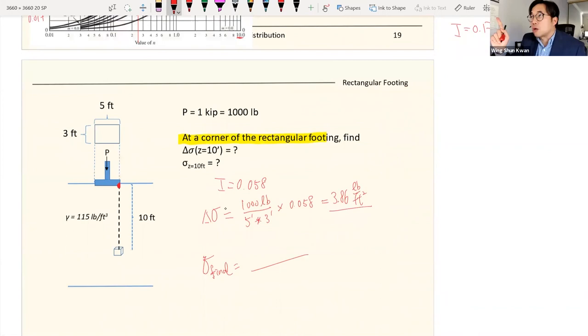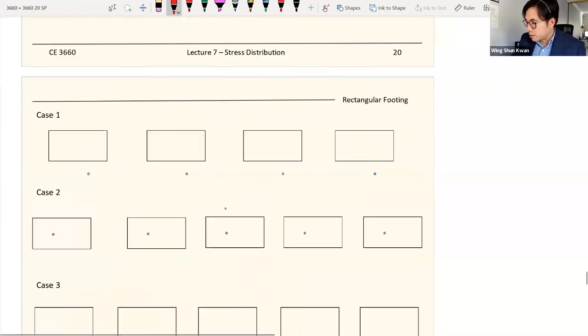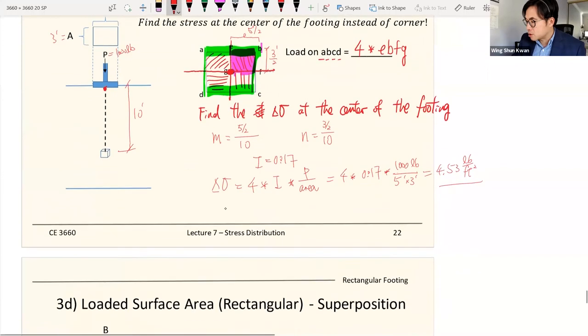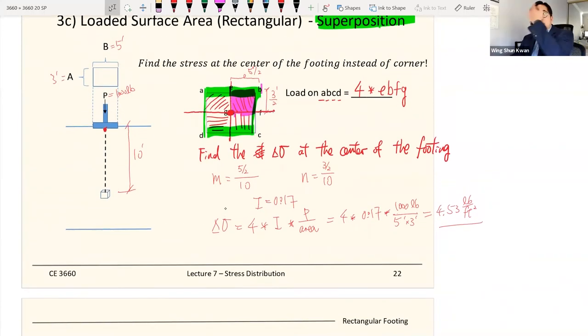we were at the corner. So the same foundation, the same loading, the same soils, but we were at the corner, and now we are at the center. So you won't be surprised that the stress, in fact, goes up a little bit. So any questions on this? So this is what we call superposition.